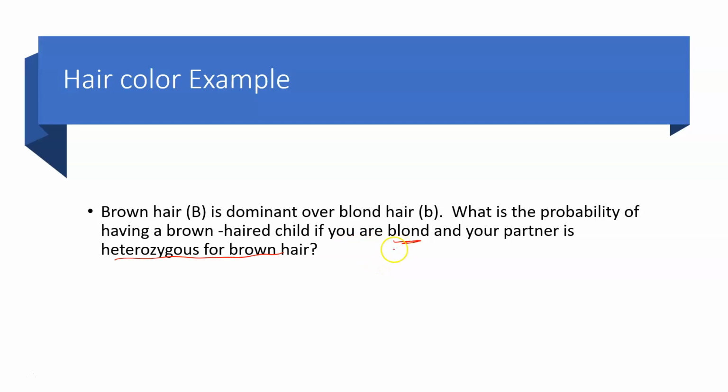So if you are blonde, let's put the parent genotype here. Right? If you're blonde, you have to be little b, little b. It's recessive. It's the only way that you can have blonde hair. Your partner is heterozygous for brown hair. So remember, heterozygous means one of each, so it's going to be big B, little b.